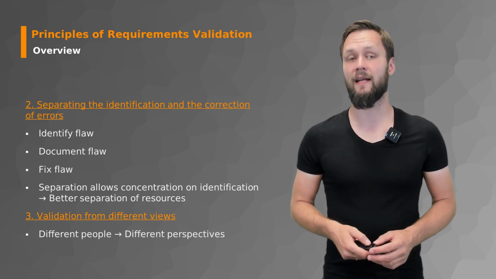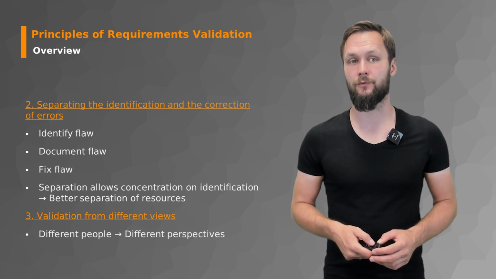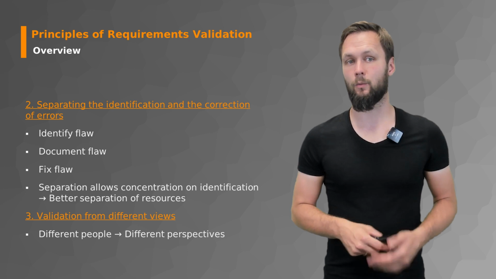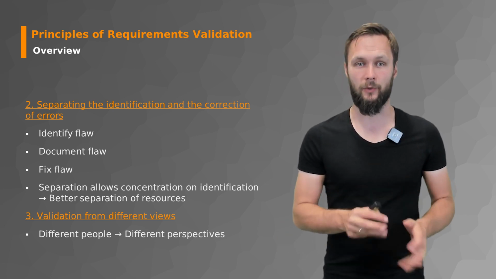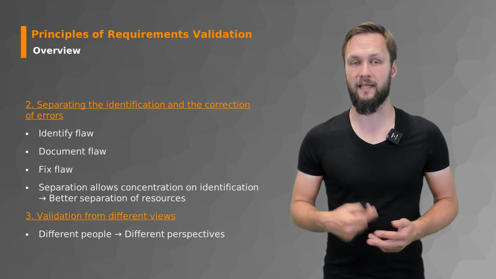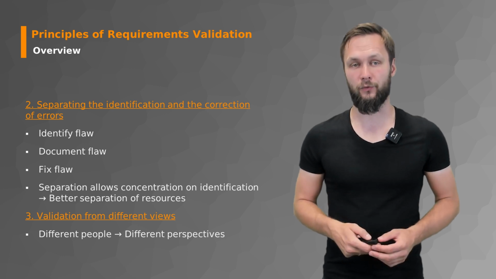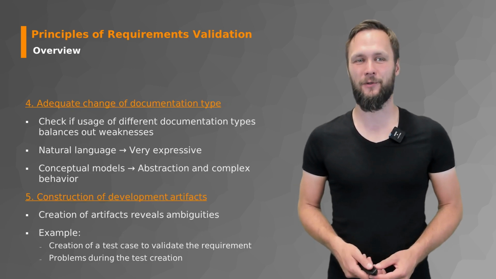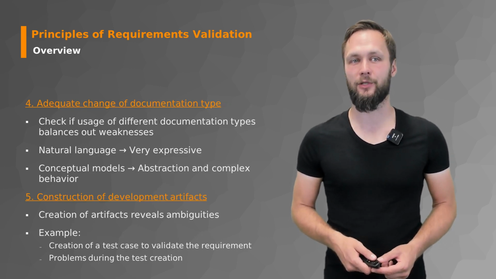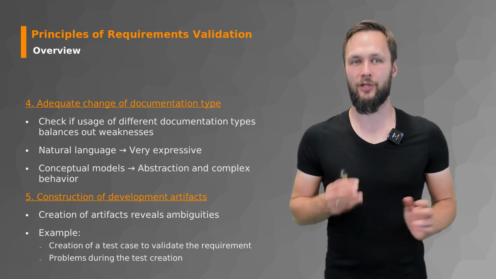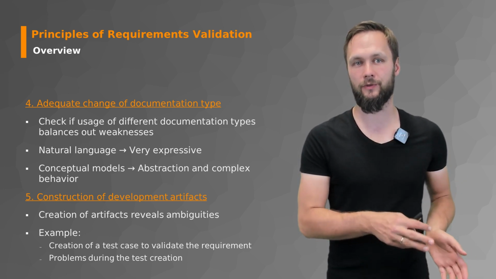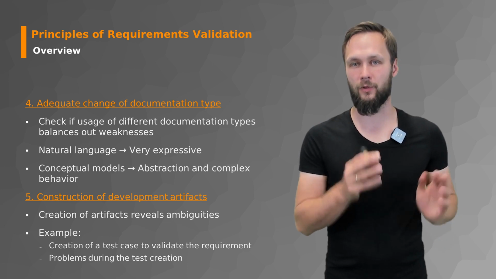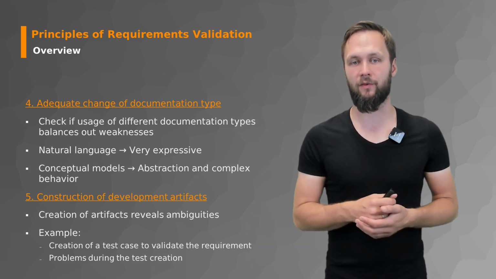Third, validation from different views. Get different people with different perspective to have a look at the requirements and then decide whether they are sufficient or not. And the fourth principle is an adequate change of documentation types. Check really if the used documentation types for a requirement balance out each other's weaknesses.